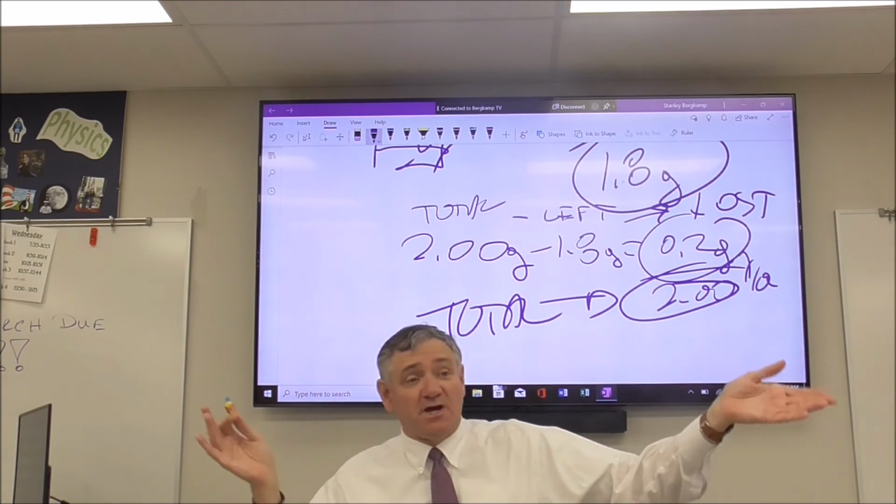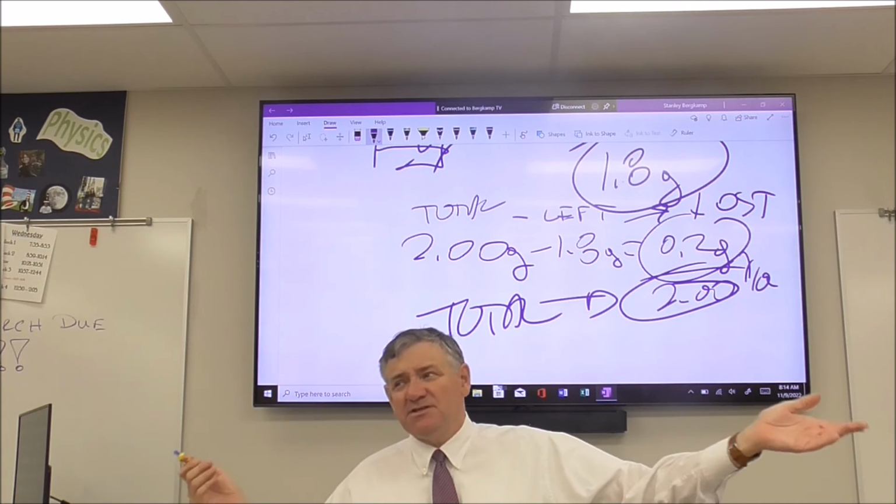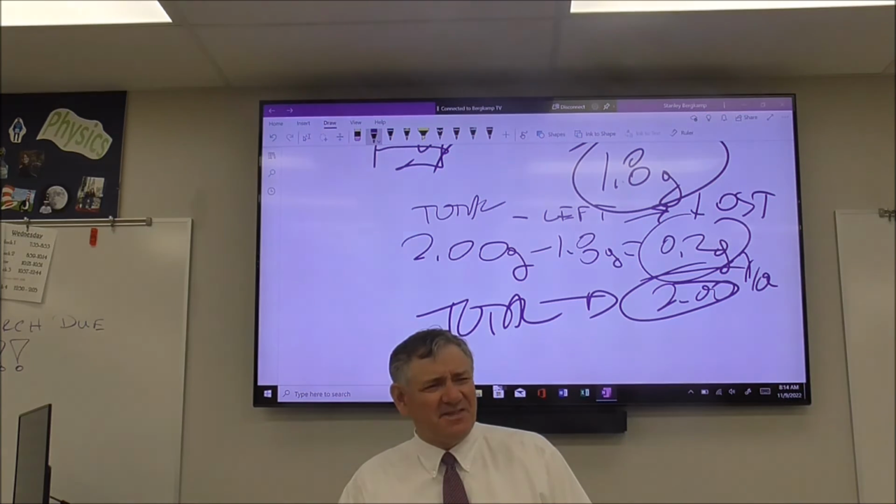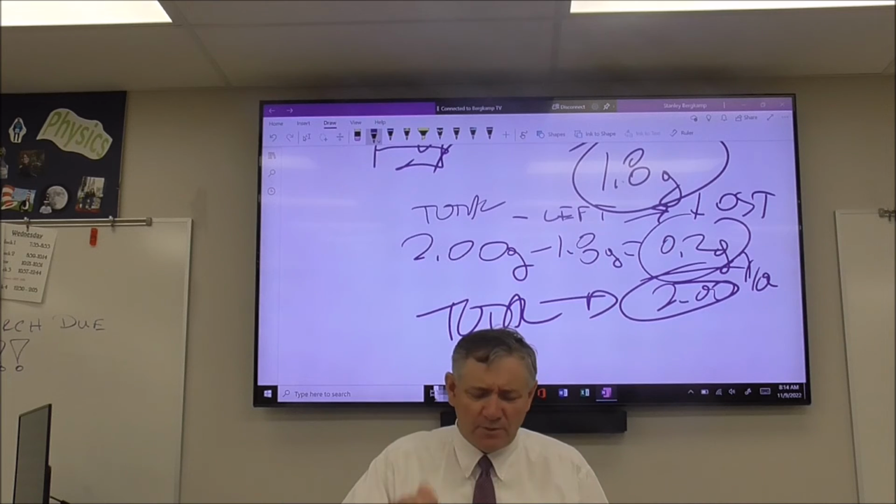If everybody wants to chew gum, that's cool. I'll leave it up to you. Just when you get done, don't stick it underneath lab tables. Poor form. Horrible form.